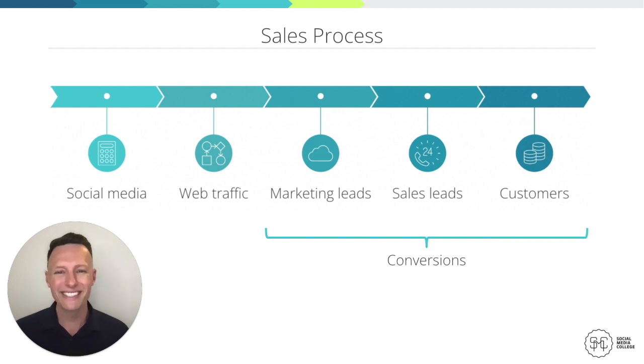Now, the reality is that every business has a different sales process. For some, they might go straight from traffic to becoming a paying customer. For others, there are steps in between. So it's really important for you to work out exactly how you are going to push people from social media all the way to becoming those paying customers. But the reality is that very, very few people actually move in a straight line like this.